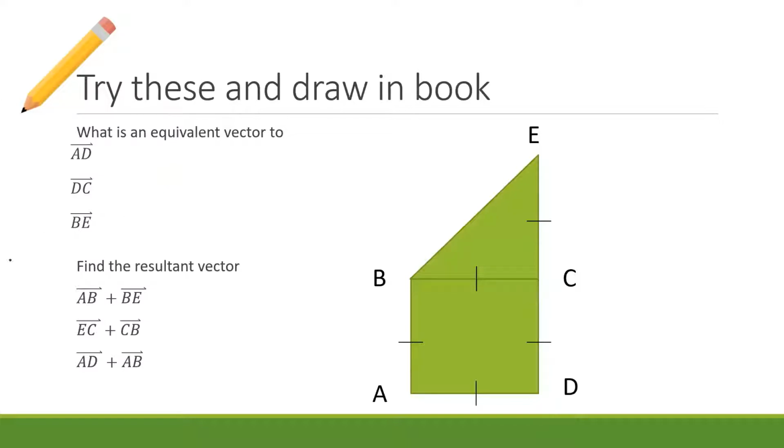We said A plus B. Let's take a look at this one down the bottom. A plus BE, that's the same as saying going from A to B and from B to E. So therefore, the shortcut is A straight to E. So that is what happens when you add those two vectors together.